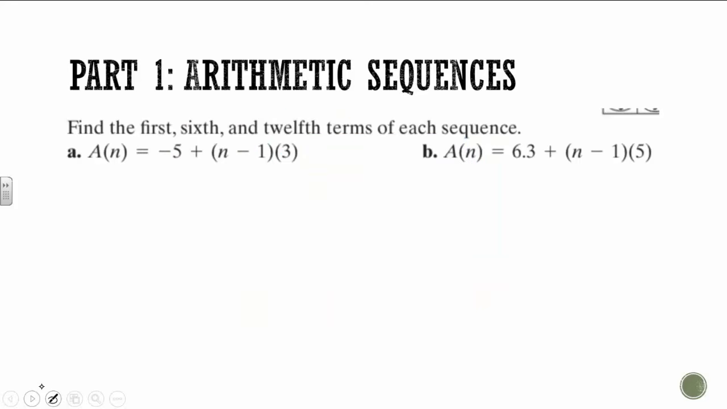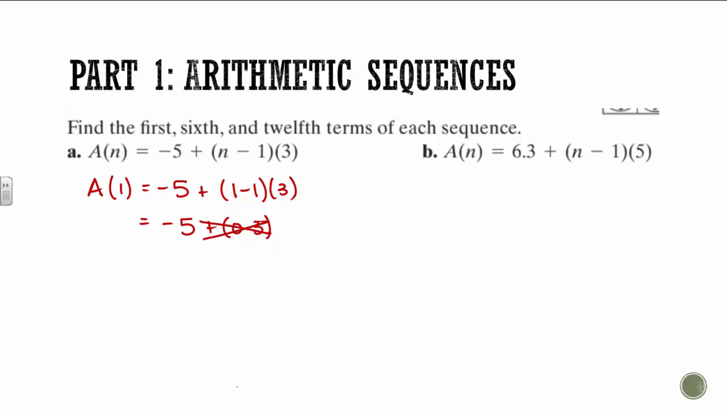So you will use this formula to find things like this. Find the first, 6th, and 12th terms of each sequence. If I want to find the first term, that's when n is 1. So I do negative 5 plus n minus 1, so 1 minus 1 times 3. This ends up just being negative 5, because you get 0 times 3 here, which goes away. So my first term is negative 5. You could have seen that from just the equation also.